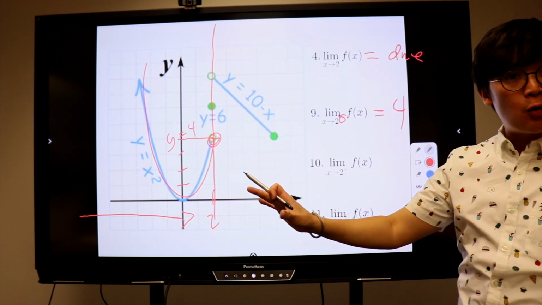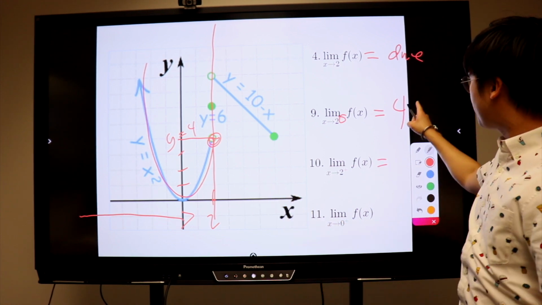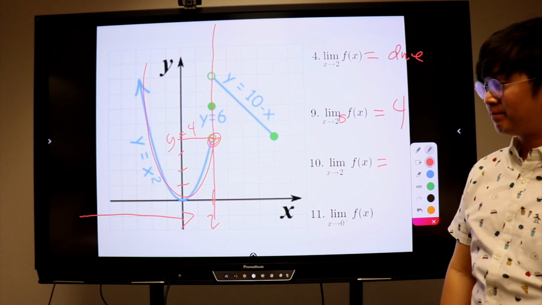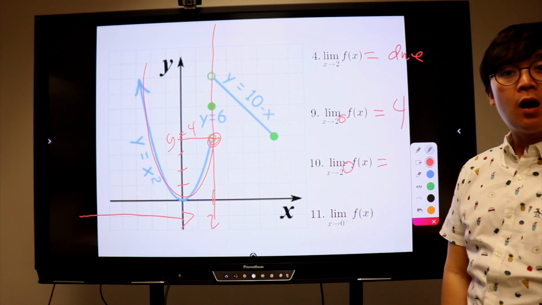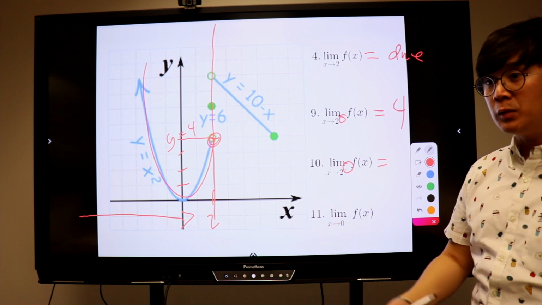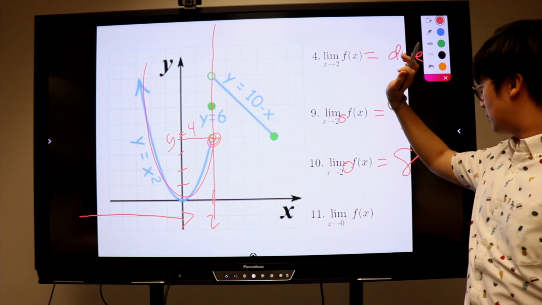Okay, so we're clear about one-sided limit? So what about this? Is it also going to be 4? Because they look the same. Are they the same? No, because this one is coming from the positive direction. So what would be your value of your limit now? 8. Yes.